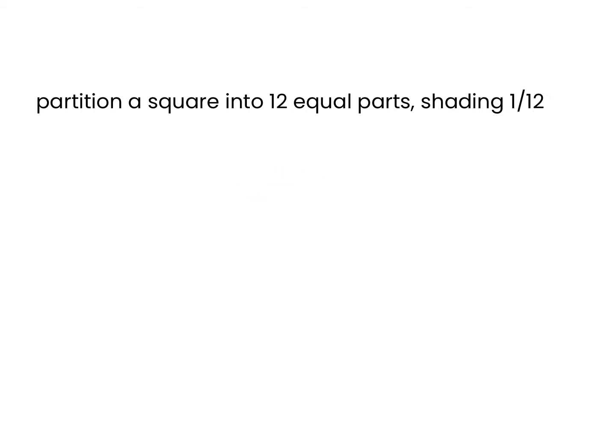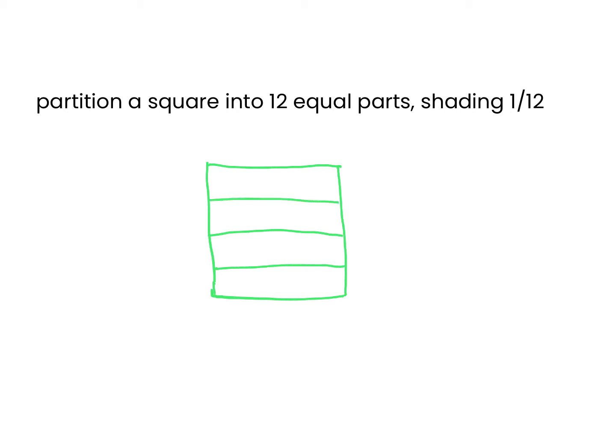Partition a square into 12 equal parts. Okay, so I'm going to draw my square. You hopefully have already done this. And if I'm doing 12 equal parts, I think what I'm going to do is go this way, and then I'm going to go 3 this way. Because I know that 3 times 4 equals 12. So 1, 2, 3, 4, 5, 6, 7, 8, 9, 10, 11, 12. You can do that however you want. And I need to just shade 1 of those 12. So I'm going to choose this one in the middle. And I am showing 1/12, or 1 out of 12 parts.